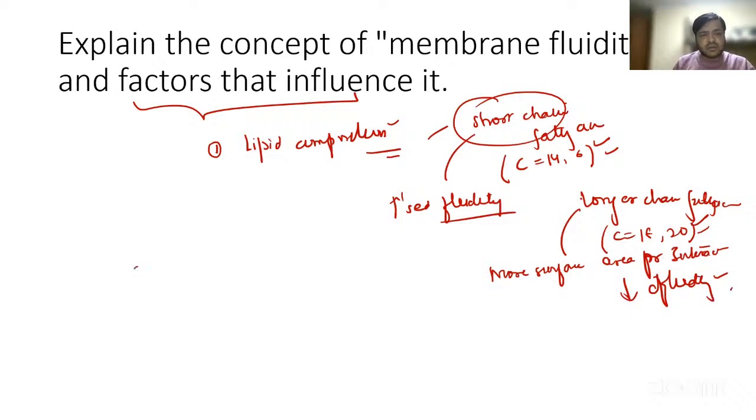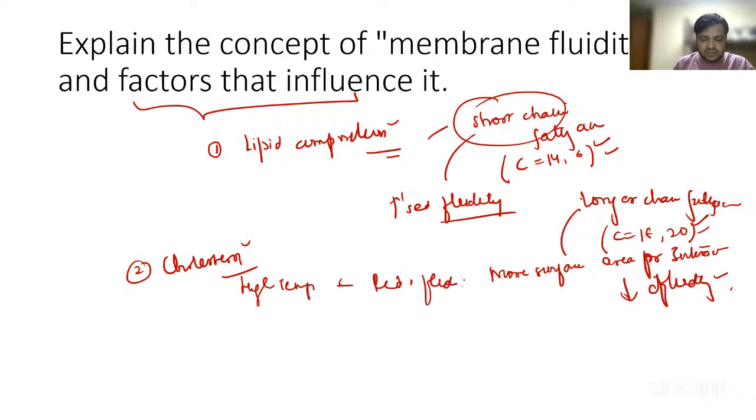The second one that you can remember is cholesterol, guys. Cholesterol is a type of lipid that helps in modulating the membrane fluidity. It acts like a fluidity buffer. If there is a slight change in fluidity, it will help to maintain it. At high temperature, it stabilizes the membrane by reducing fluidity, and at low temperature, it maintains it by increasing fluidity.